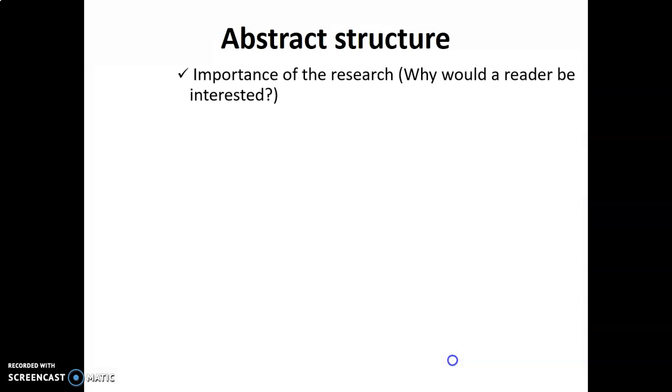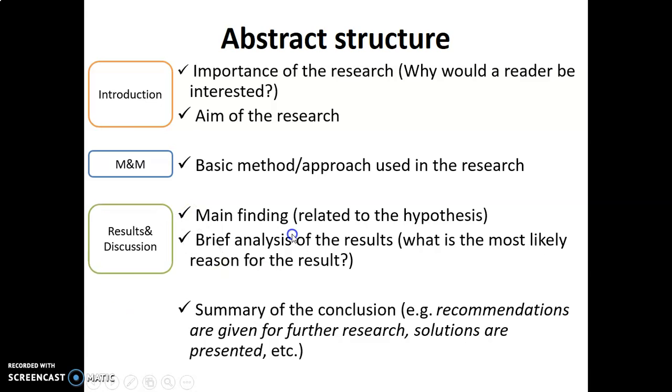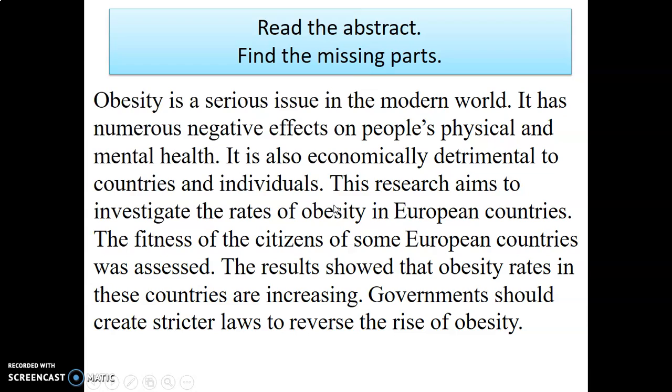Let's take a look again at the things you need to include. Here are the things, and here are the parts of the report you take the information from, you summarize it. All right. The important thing is in results and discussion, you talk about the main finding related to the hypothesis, because the hypothesis is the center of your research, right? All right, let's look at this abstract. You can pause the video and think what's wrong with this abstract.